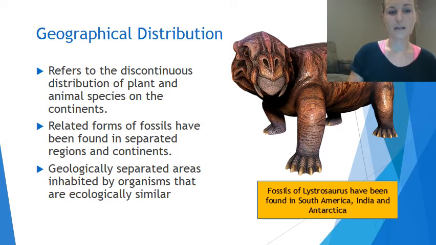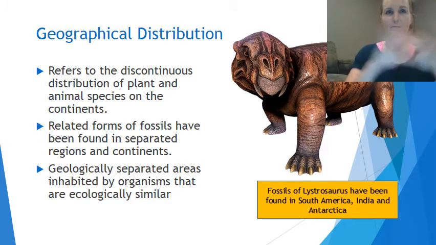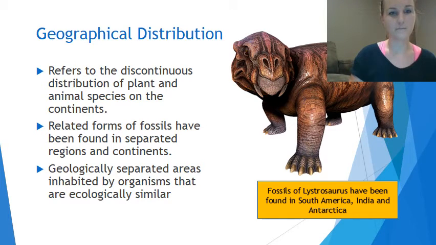So we actually have species that are very similar ecologically, so similar in structure and behavior, but they're in very separate areas across the world. For example, fossils of the Lystrosaurus, which you can see in this picture here, have been found in South America, India, and Antarctica. And as you know, these are very separate areas across the world. So how come we can see similar species in very different places around the world?